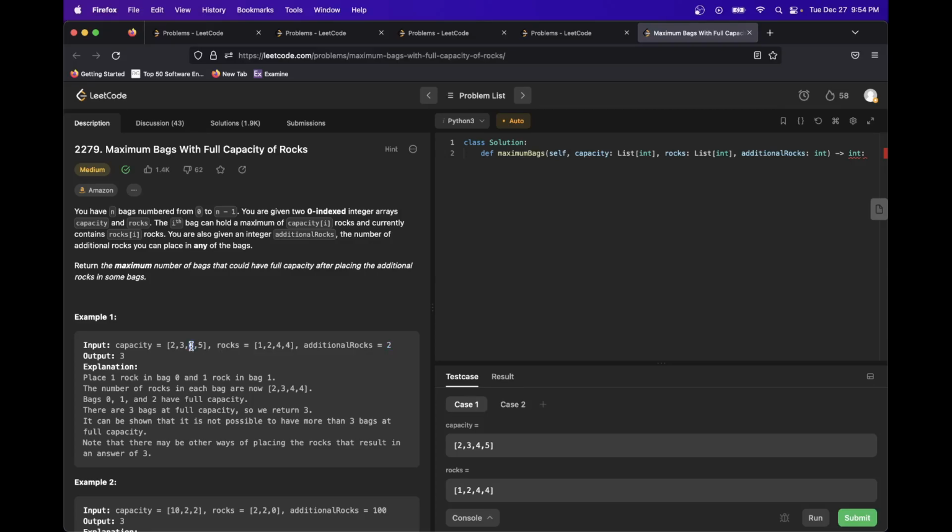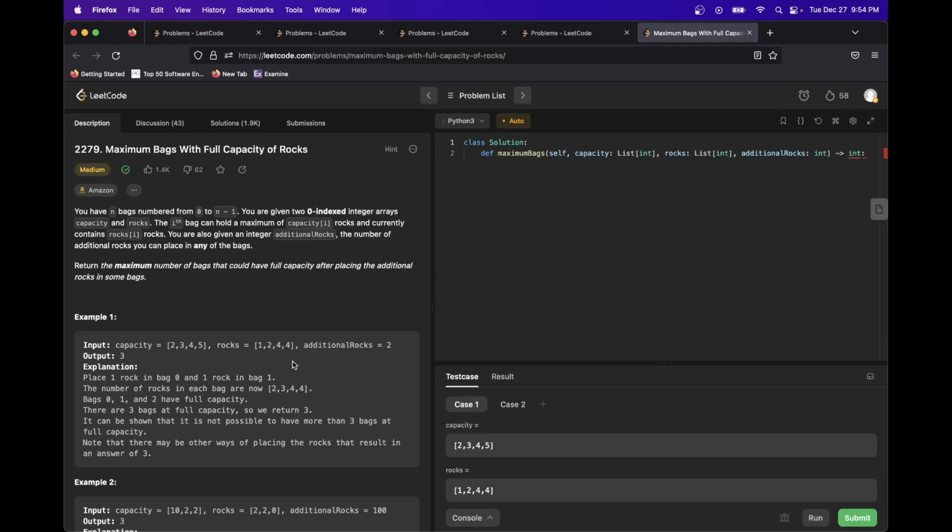So here we're already given one, where the capacity is 4 and rocks is 4. So we already know the output's going to be at least 1. And then for every other element here, capacity is 1 more than rocks. So we can fill 2 of them by making this bag have 2 rocks instead of 1, or this bag have 3 rocks instead of 2, and so on.